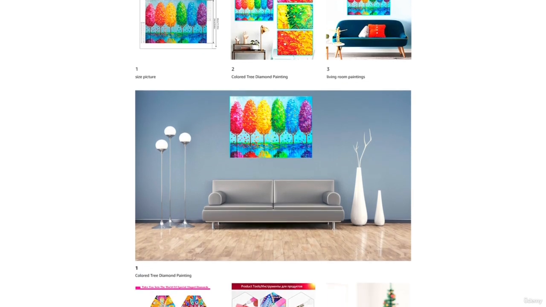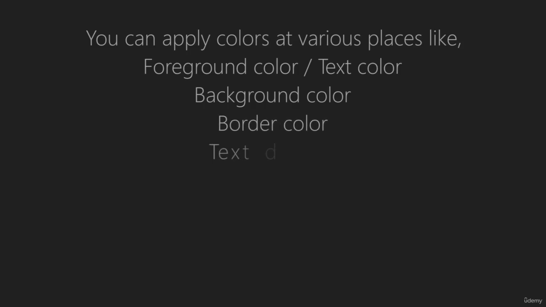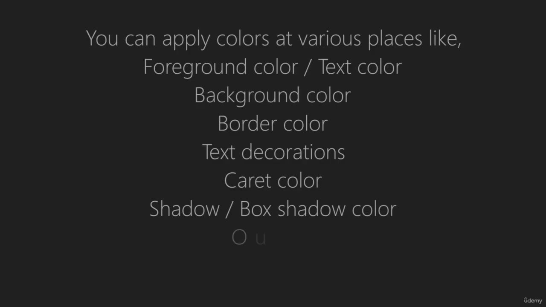And that's what we are going to learn in this section. Various places where you can apply color are the foreground color, that is the text color, background color of the elements, border color, text decorations, caret color, shadow or box shadow color, outline color, and much more. We will learn different ways or methods to assign color values such as RGB, hexadecimal, or HSL in detail. So let's dive into this colorful section, that is using colors with CSS.